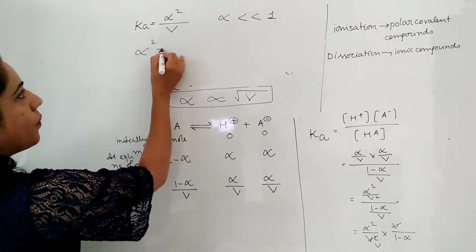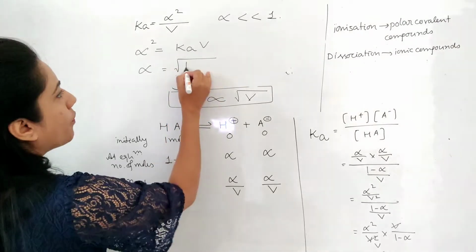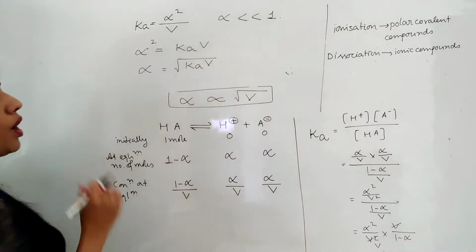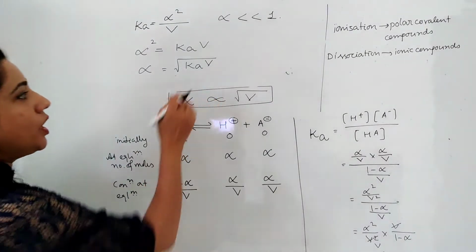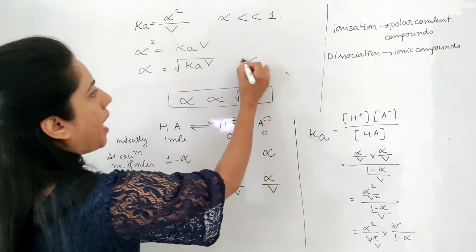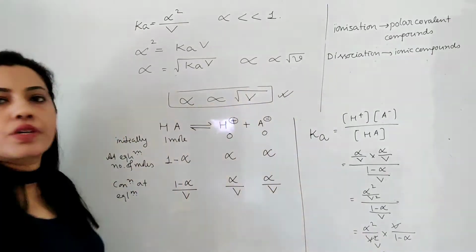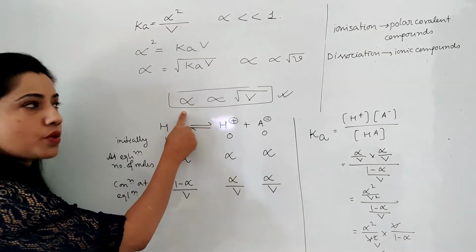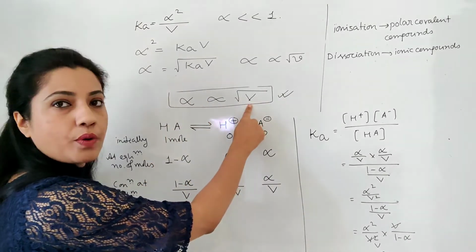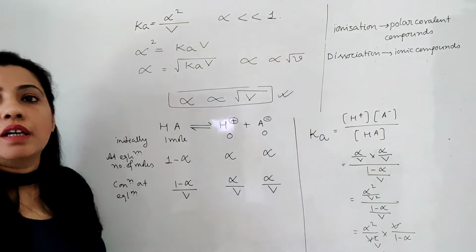So alpha square is equal to Ka into V, or alpha is equal to root of Ka into V. Now we all know that Ka is constant at a particular temperature. So you can take this as constant. So alpha is proportional to square root of V, which is your Ostwald dilution law. So Ostwald dilution law says that the degree of dissociation is directly proportional to the square root of dilution. We have taken an example of an acid and we have proved the Ostwald dilution law.